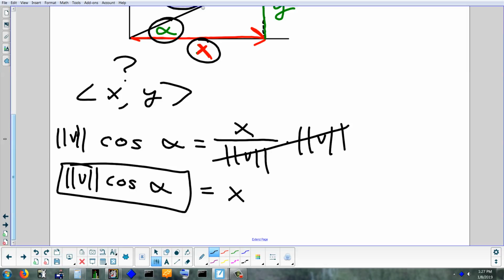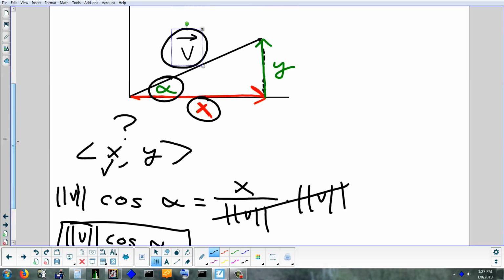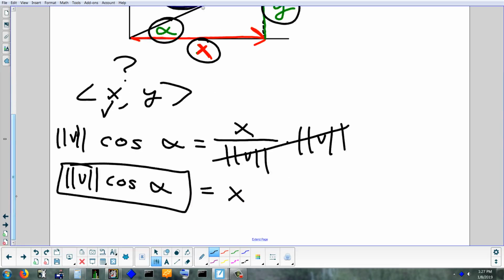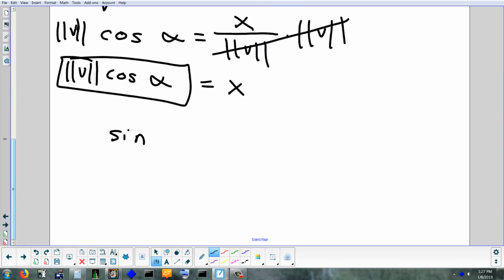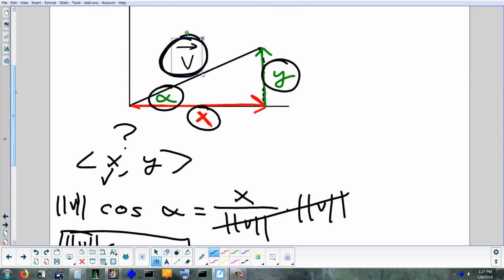Now we do the same thing for y, except y is opposite. Opposite and hypotenuse. Which trig function has opposite and hypotenuse in it? And it's not cosine. Sine. So sine is opposite over hypotenuse. So let's set it up again. Sine of, what's my angle again?